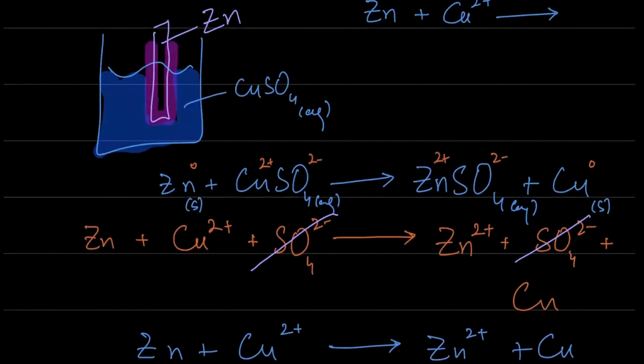So zinc over here was solid, but because it was more reactive than copper, it was able to give electrons to copper. Any more reactive metal can give electrons to a less reactive metal. And so zinc will give electrons to the copper ion, and copper will be reduced and zinc will be oxidized. So this is a pretty straightforward rule that any metal that is more reactive can give electrons to a less reactive ion. So zinc metal is able to give electrons to less reactive copper ion.